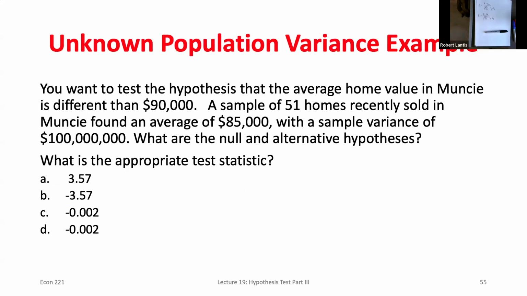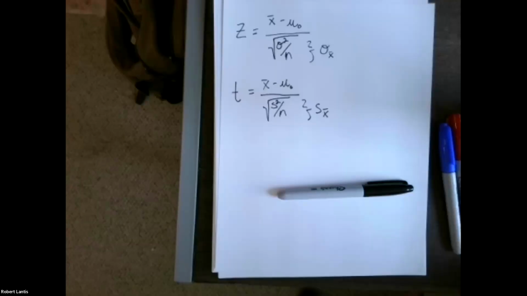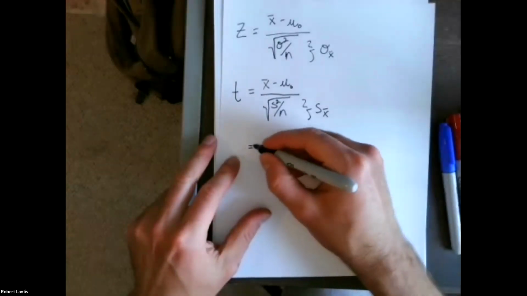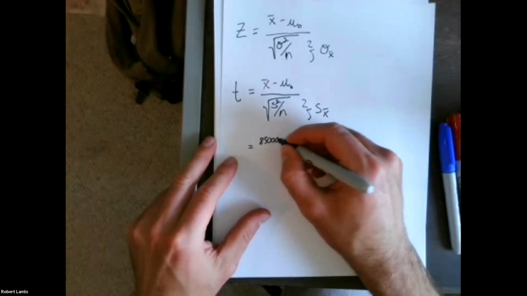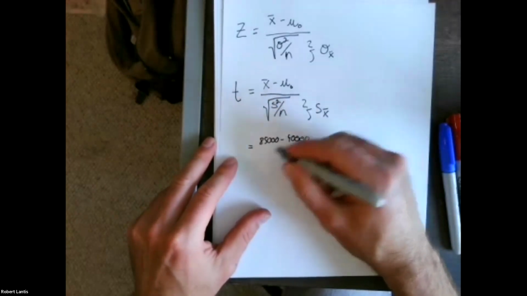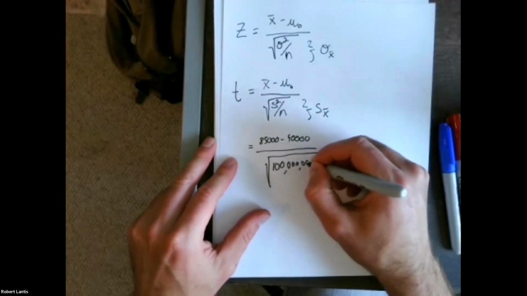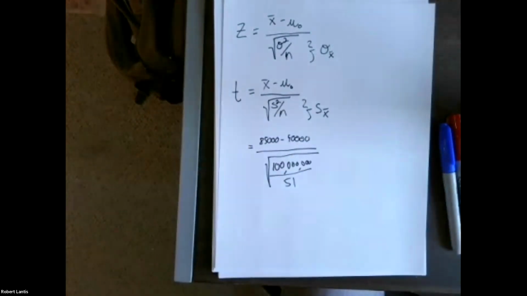What would my test statistic be? You're going to have that formula sheet. It's just a matter of plugging our values in. You've got a sample mean of 85,000, assumed true mean of 90,000, sample size of 51, sample variance of 100 million. So I just plug all those values in. We found our sample mean was 85,000, assumed true mean was 90,000, and 100 million was our sample variance over our sample size of 51.